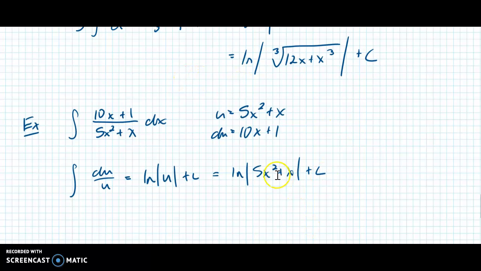I didn't talk about it in the previous one, but in this one, you should see that if I were to plug in, say, a particular negative value, I could get a negative number here, right? So I do need to make sure I leave those absolute values.